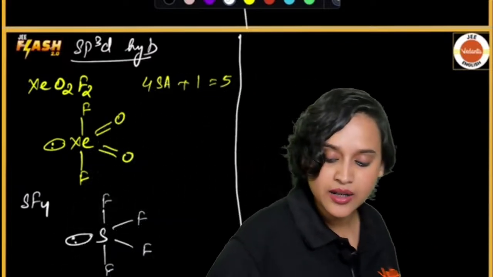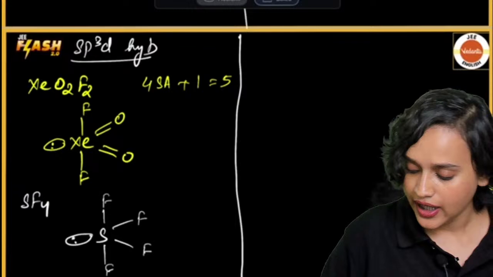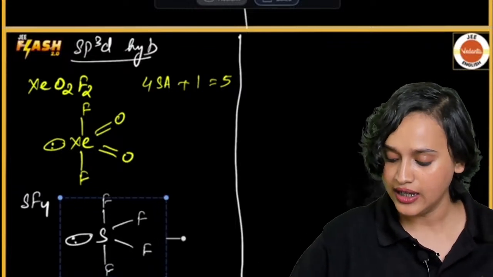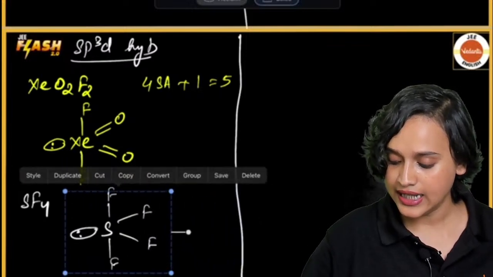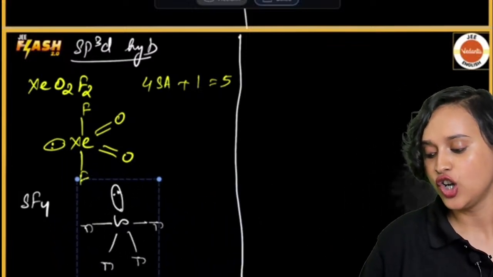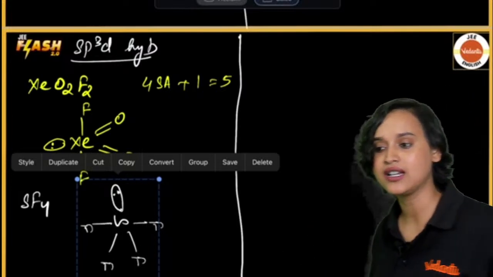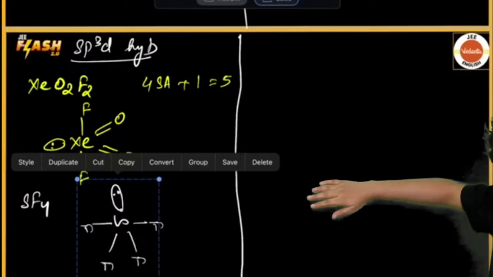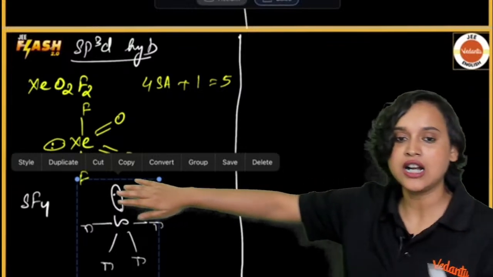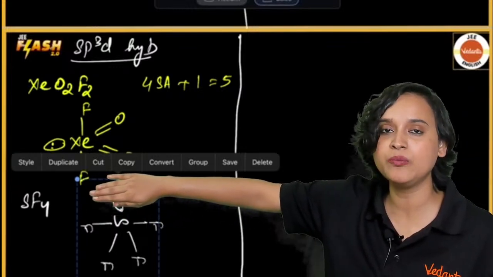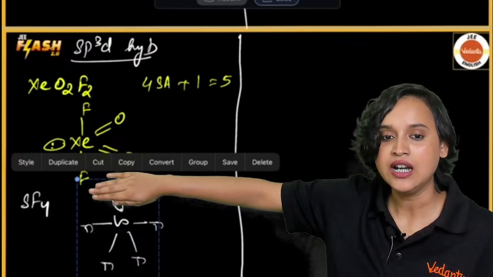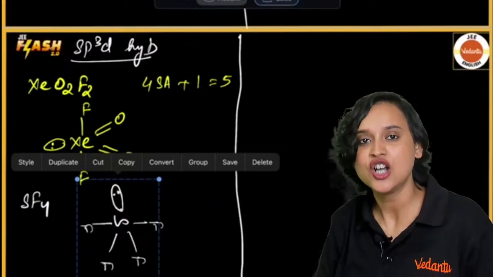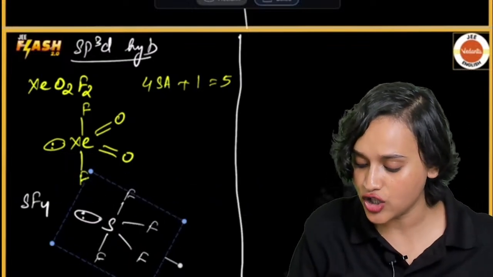And now tell me, everybody, if I take this whole thing and rotate it like this, do you think that this looks like a seesaw shape? If I cover the lone pair here, does it not look like a seesaw? It does, right? Yes. So this is your seesaw shape.